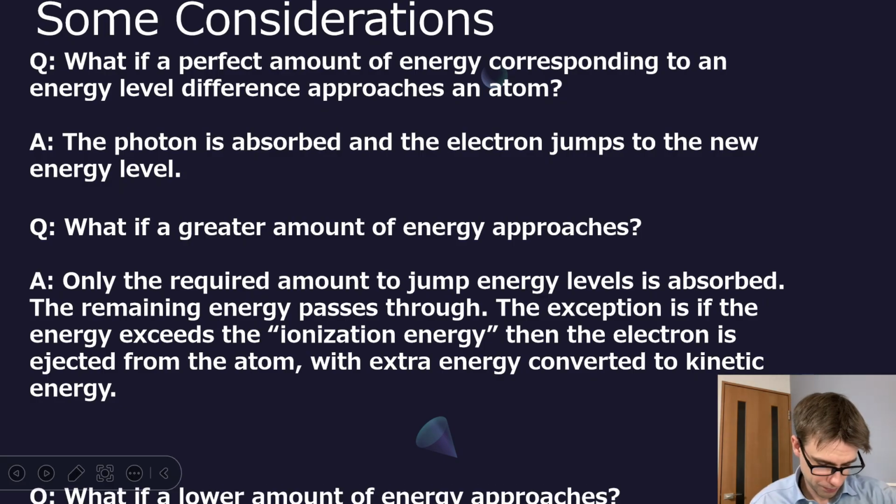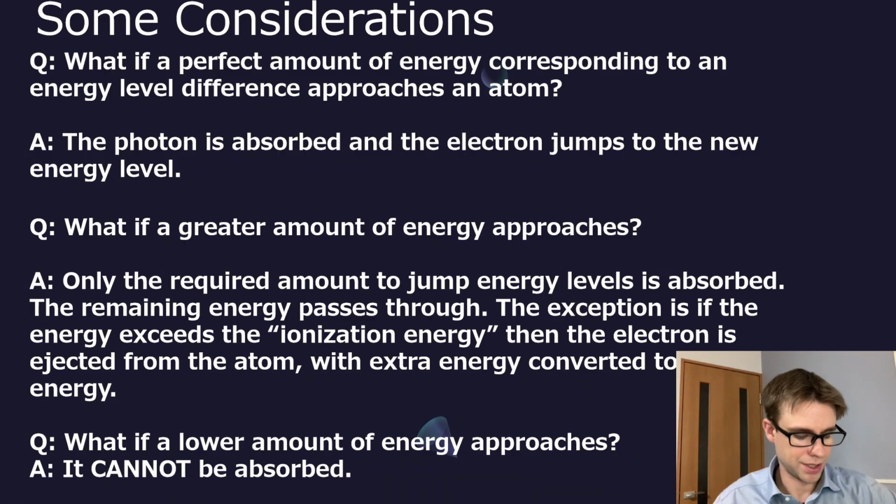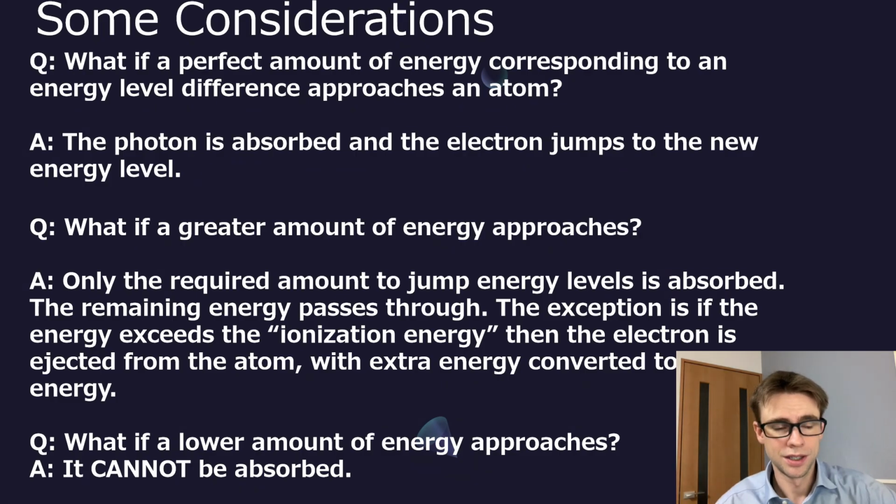And then what if a lower amount of energy approaches? It cannot be absorbed. It will just pass through our material and carry on its way. One example of this is like glass windows, right? These do not absorb visible light. It just passes through and it can reach our eyes and we can see what's beyond the glass. Special property.